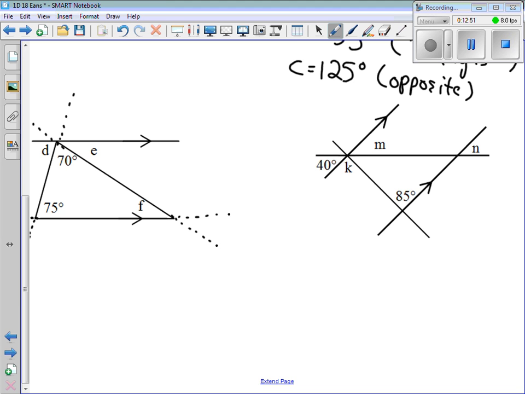In this one, I think there's only one way to go. I think we have to start with angle D. Or we can start with angle F. Yeah, there's two ways of doing it. Which one do you want to start? Emerson.